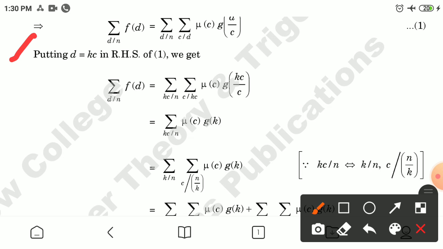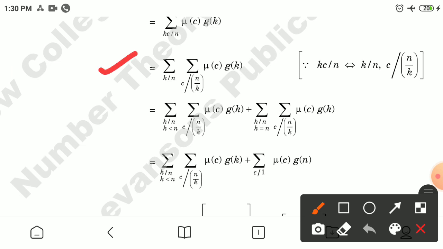Now putting d is equal to kc in the right hand side of the first, we get the summation of f(d), d divides n, is equal to the summation over kc dividing n of the summation over c dividing kc of μ(c) g(kc/c). This becomes equal to the summation of μ(c) g(k) when kc divides n. This is equal to the summation over k dividing n of the summation over c dividing n/k of μ(c) g(k), using this correspondence, since kc divides n implies k divides n, c divides n/k.